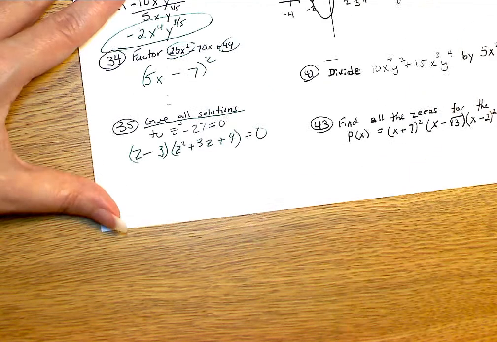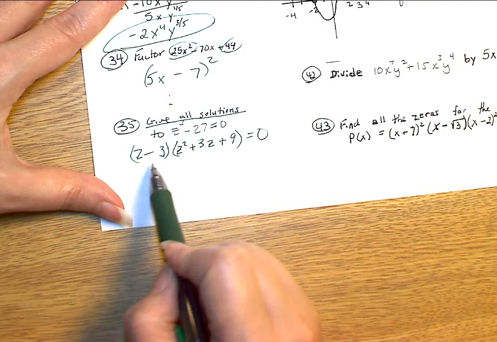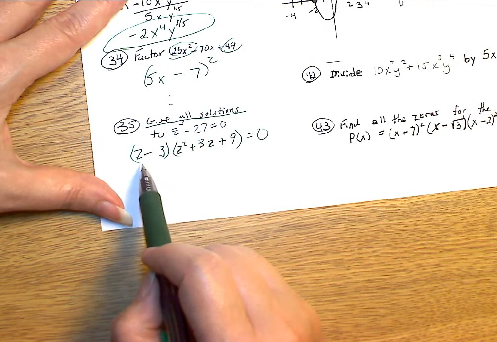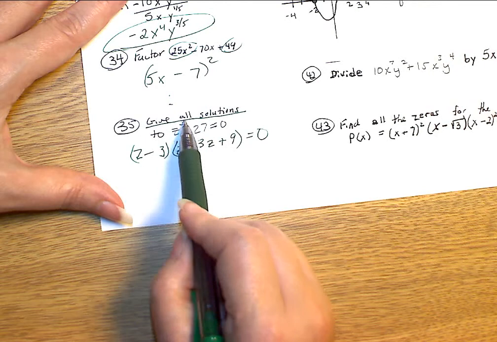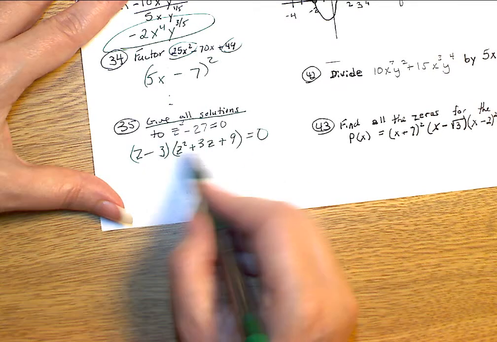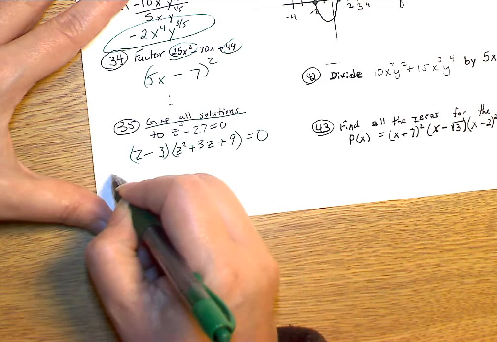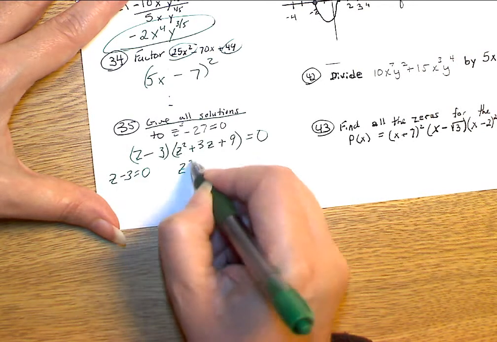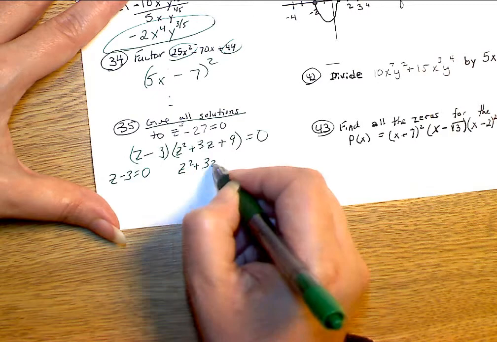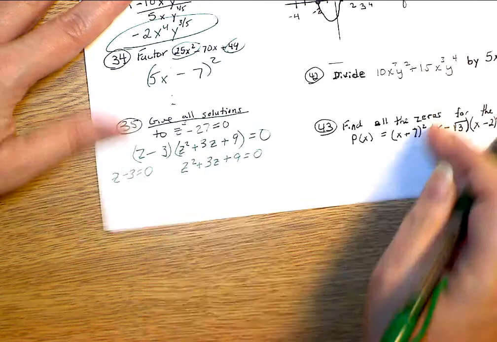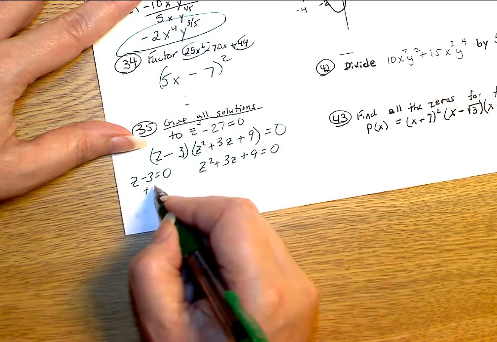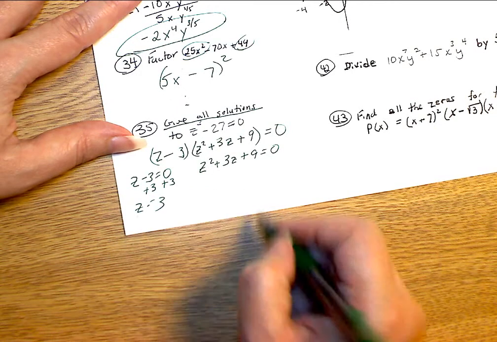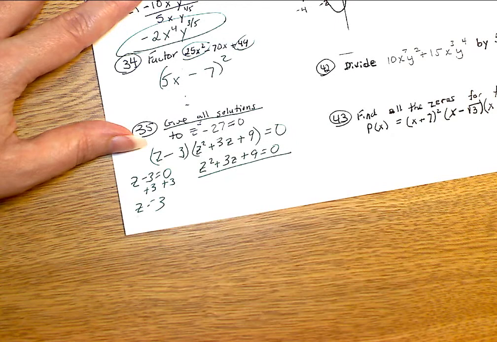It says right here, it says to give all solutions. So that means I have to set both of these equal to 0. So I have z minus 3 equal to 0, and then z squared plus 3z plus 9 is equal to 0. This one here, you add 3 to both sides. z is equal to 3. How do I solve this? I can't factor it. What do I have to use?